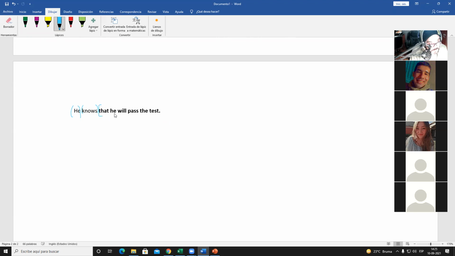Aquí, como es una cláusula, cuadrado. ¿Cierto? Noun phrase, subject, verb phrase, verb, noun head, verb head, that he will pass the test. ¿Cuál es el verb phrase? Will pass. ¿Cierto? ¿Quién will pass? Él. ¿Qué will pass? The test. ¿Sí? Esta cosa es una noun clause actuando como object, porque es el que recibe la acción, es el qué del verbo.